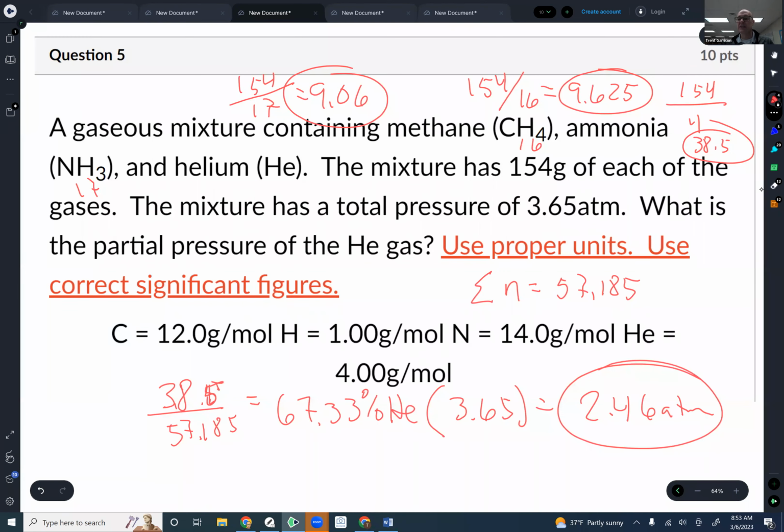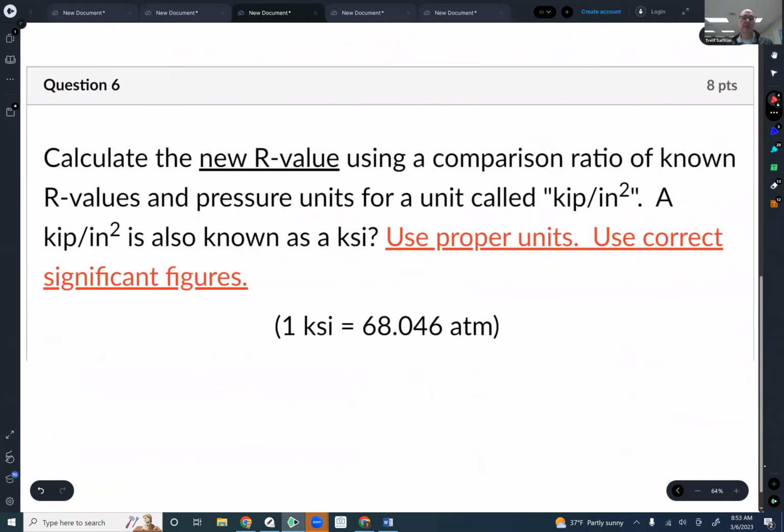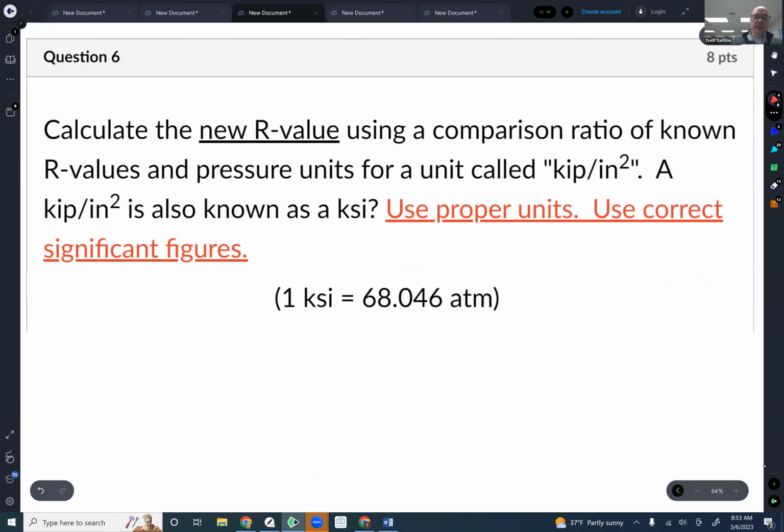All right, moving down to 6 now. Calculate an R value. So we're setting up a ratio. We will have the 2 R values that we know. We don't know the R value for KSI, but we do know the R value for atmospheres. We do know that 1 KSI is equal to 68.046 atmospheres. So the R value for atmospheres is 0.0821.